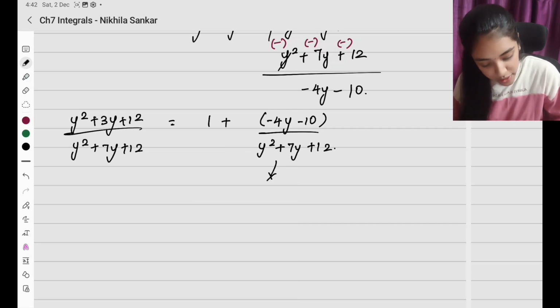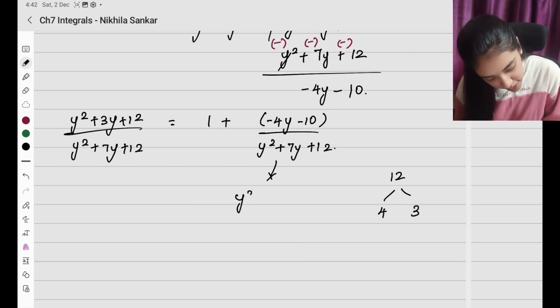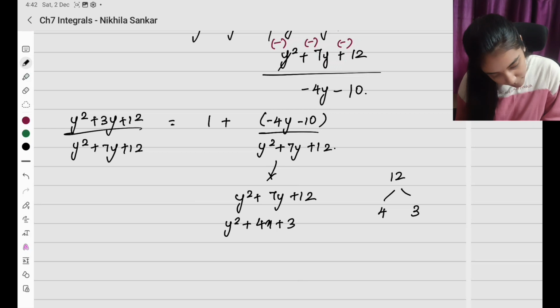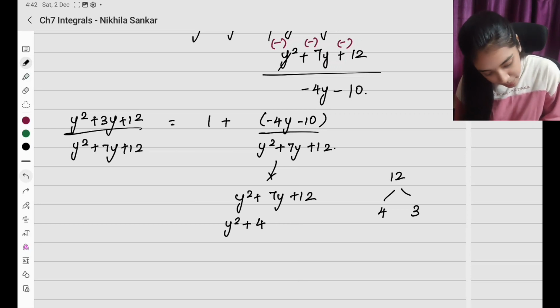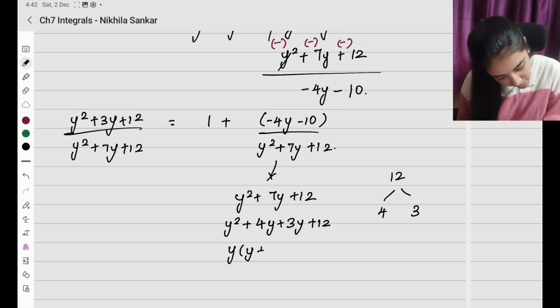So I have the product to be 12 and the sum should be 7. So I have 4 times 3. When I split this using splitting the middle term, y square plus 7y plus 12 can be written as y square plus 4y plus 3y plus 12. Taking y common, I have y plus 4. I need y plus 4 here, which is going to be plus 3. So what are my factors? y plus 4 times y plus 3.